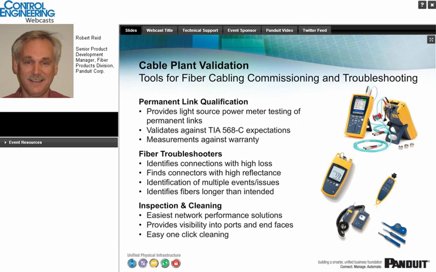I wanted to finish up with cable plant validation because ultimately, at Panduit, to get a warranty, we require permanent link qualifications. This is typically done for fiber cable plant with a light source and a power meter. There are many manufacturers of these out there. The TIA 568 sets the expectations on backbone and horizontal cabling. These meters are typically highly automated and will calculate the length based on a TDR measurement. They will set the expectation on the cable plant, so the TIA 568 limits are typically built into these units.